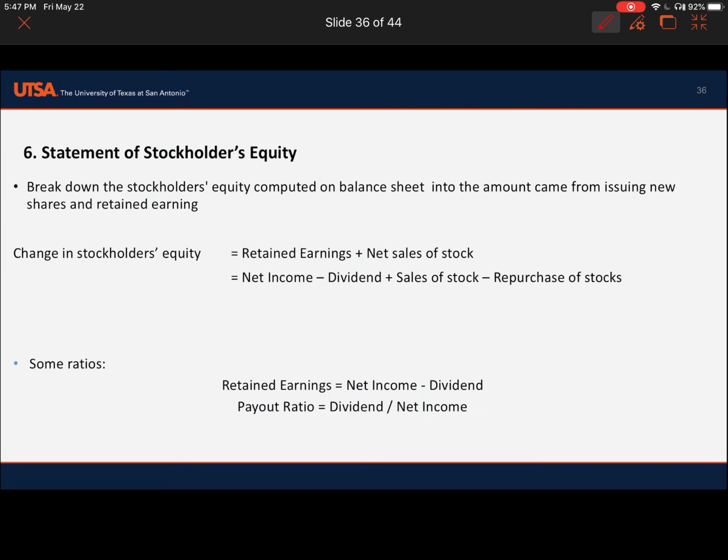Statement of stockholders' equity. Break down stockholders' equity computed on the balance sheet into the amount that came from issuing new shares and retained earnings. So change in stockholders' equity is equal to retained earnings plus net sales of stock.